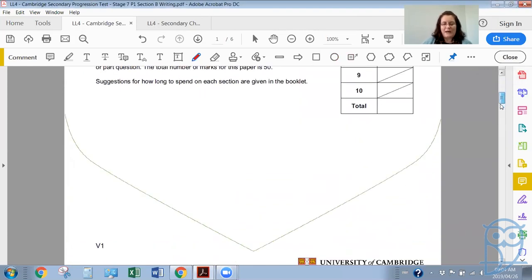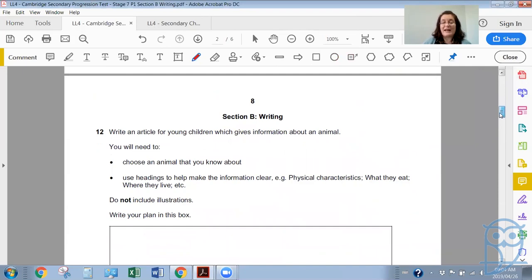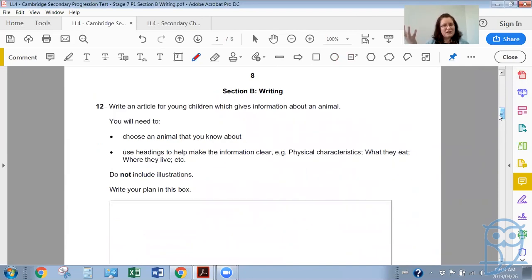Right, so English paper 1, section B, writing. So this is the kind of question that you could expect to get in this section. It says, write an article for young children which gives information about an animal. Okay, so this is quite a nice topic. Most people know about some kind of animal, even if it's a cat or a dog, okay, that qualifies as an animal. You will need to choose an animal that you know about.